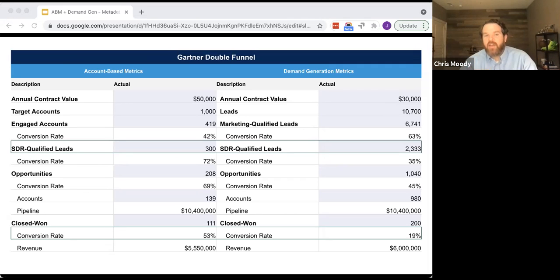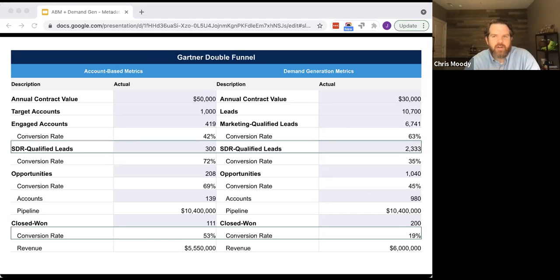We see that. For account-based, it's at 53%. That's a big jump. Now, it's harder to get that engagement. You see that first step, the 42%, because we're going after our highest priority accounts. But that's a huge number.